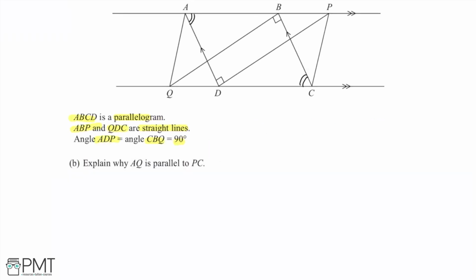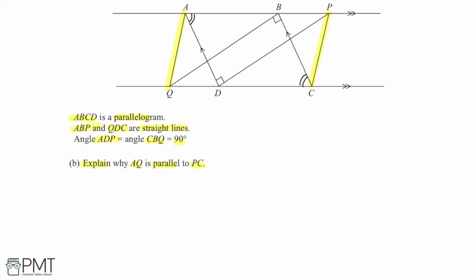So now for the second part of the question, I'm asked to explain why AQ is parallel to PC, so explain why these two sides are parallel. Now initially here, just looking at these two sides, I'm thinking back to part A of the question. So we were working with a parallelogram and we used the fact that opposite sides in a parallelogram are equal and that they're parallel to one another.